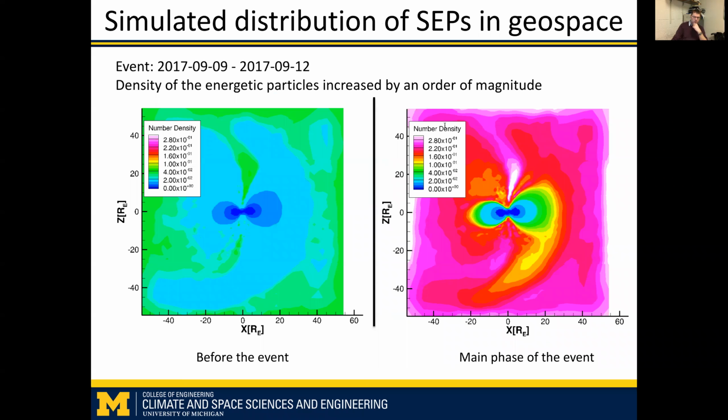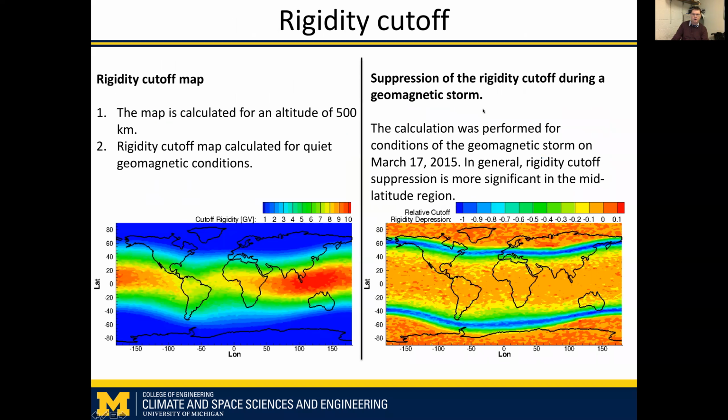This slide illustrates the simulated population of solar energetic particles calculated with the kinetic particle code AMPS. One can see that the population of SEPs has increased by at least an order of magnitude following that of the energetic particle flux outside of the magnetosphere. I also want to note that the combination of the SWMF components AMPS and BATS-R-US was already used for calculating the rigidity cutoff earlier, as illustrated in this slide.